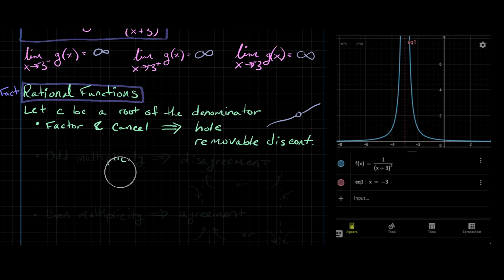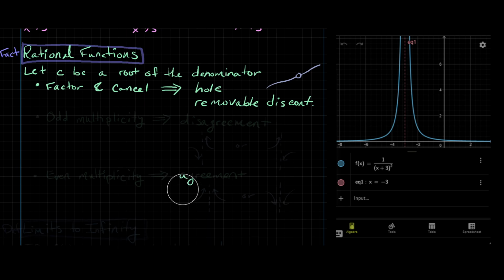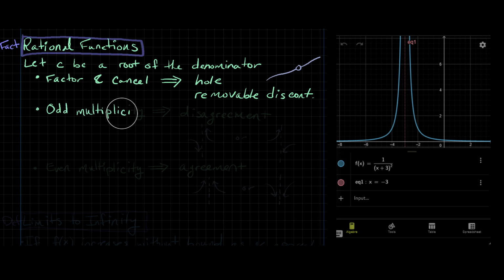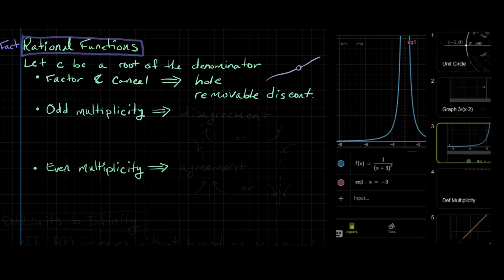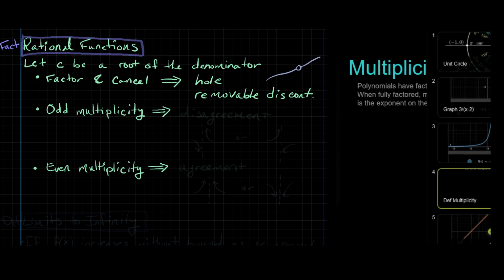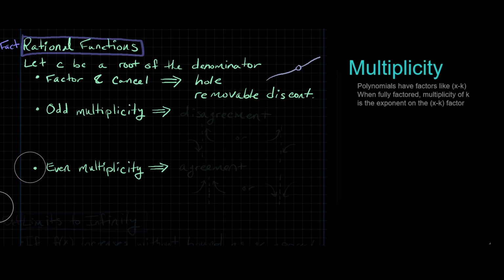Another thing that happens is like what we saw in these previous two examples. It depends on the multiplicity of the root of the denominator that you're looking at. Okay, what is multiplicity? When you've got a polynomial, that polynomial is going to factor where you're going to have an x minus k type thing for each of its roots. So if 2 is a root, you're going to see an x minus 2. When that polynomial is fully factored, the exponent on that factor is called the multiplicity.